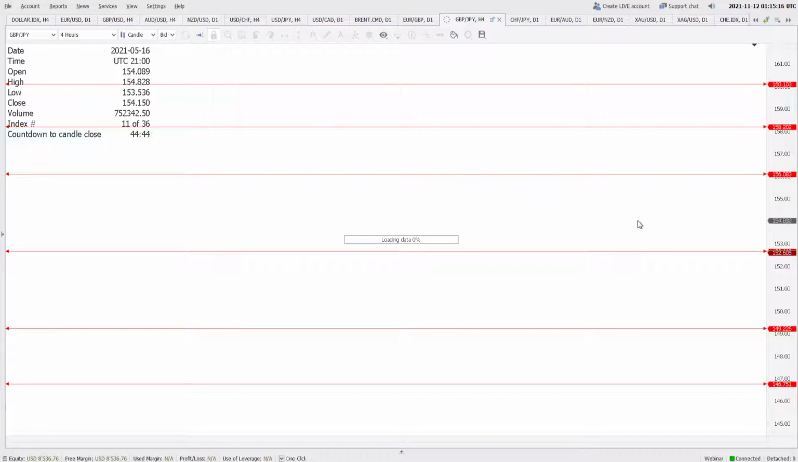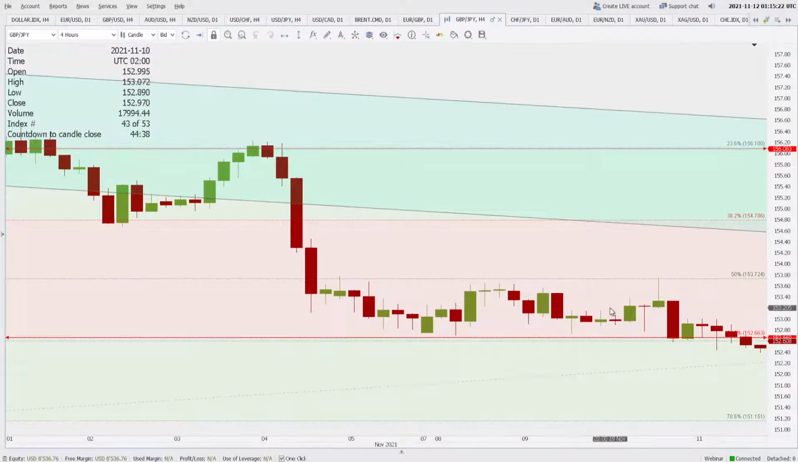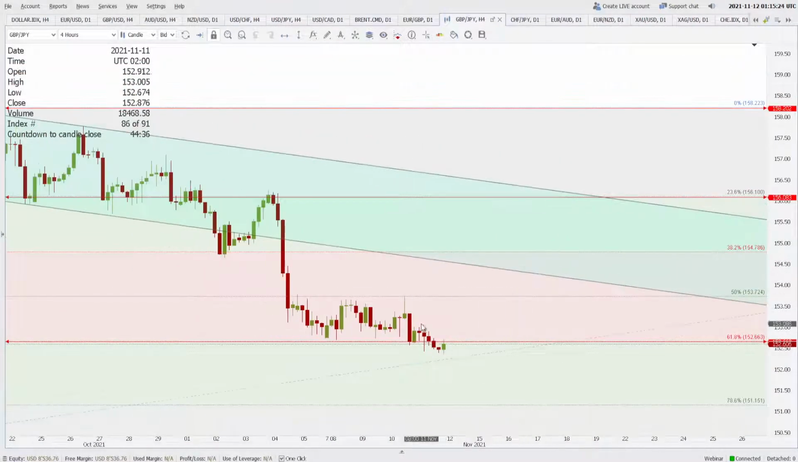Now if you switch to the 4-hour, you will see that yesterday's high is acting as a good resistance every time the price goes there.